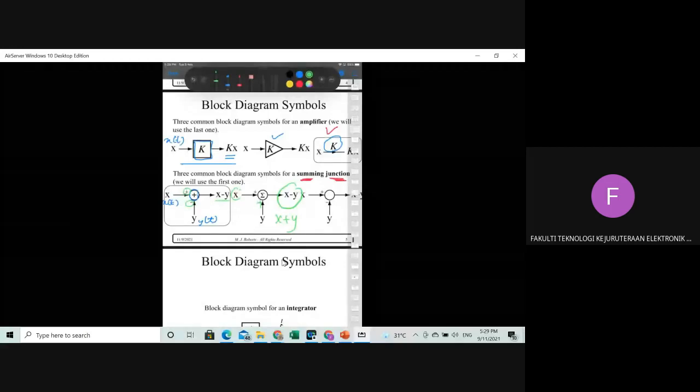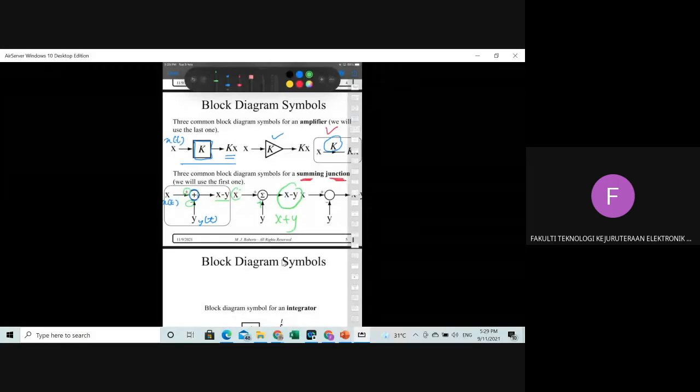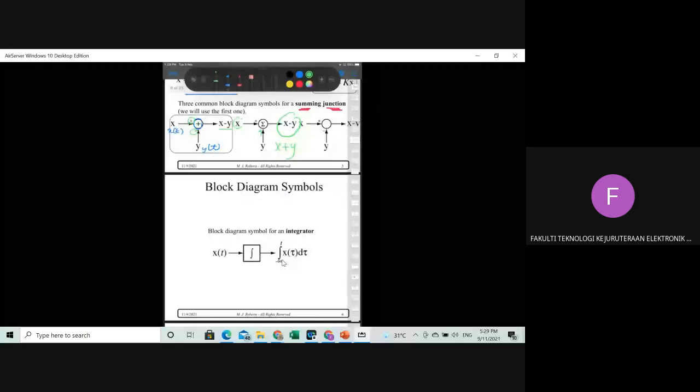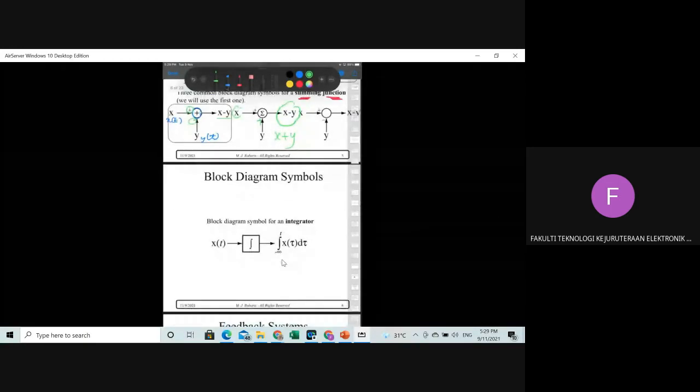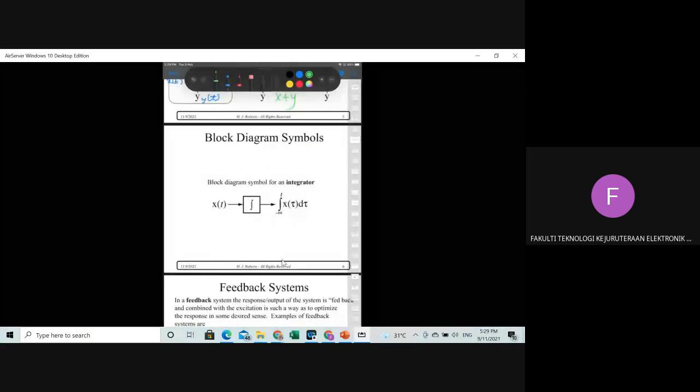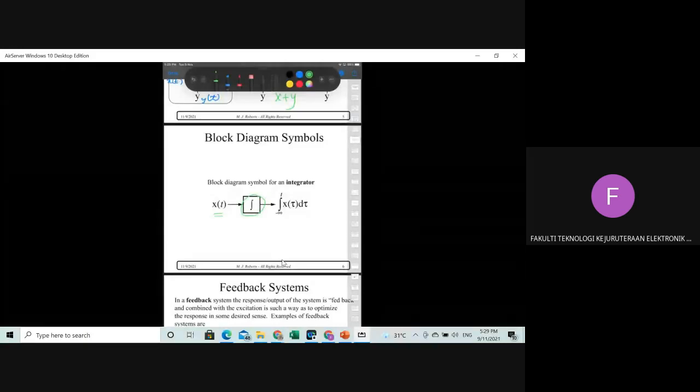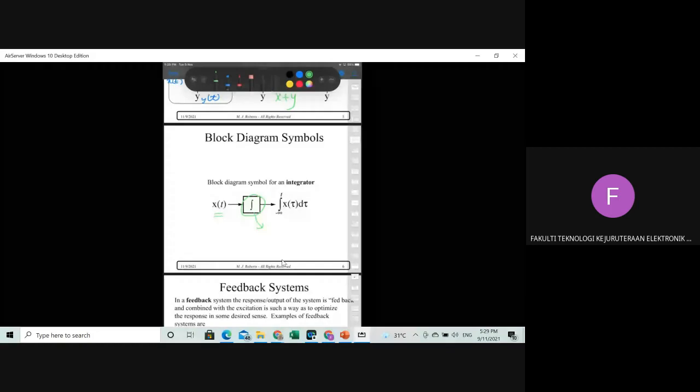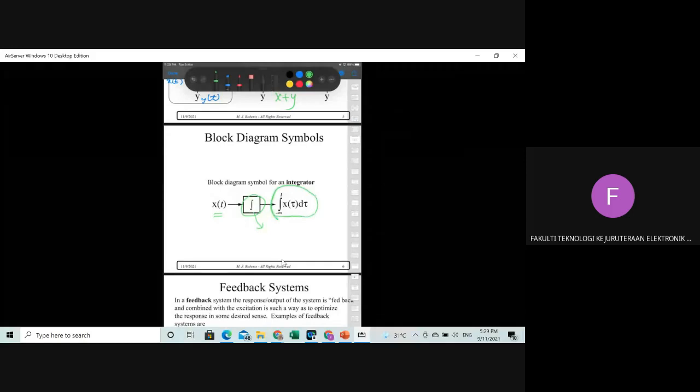We can use any of the three symbols. Some textbooks use the first one, some use the second or the third, and some mix them. And then this is the block diagram for an integrator. If your input is x(t), the operation in here is integration. So this system we call an integrator, and the output will be the integration of x(t).